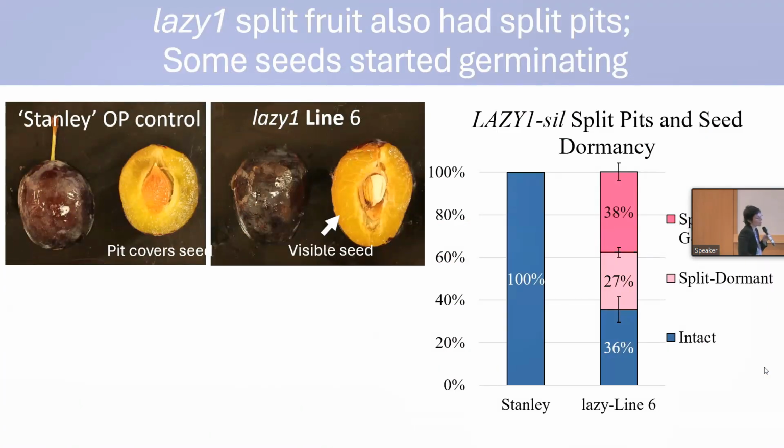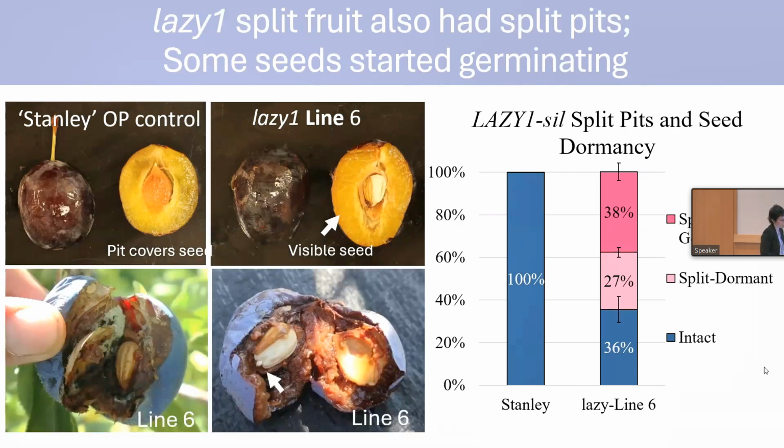And some of the fruit from the lazy trees that split also had split pits. And those pits had seeds that were germinating. So what I mean by split pit: normally this is your fruit, you open it up and you see a pit. That pit is a hard lignified tissue on top of your seed, which looks like an almond. So this is what normally would happen.